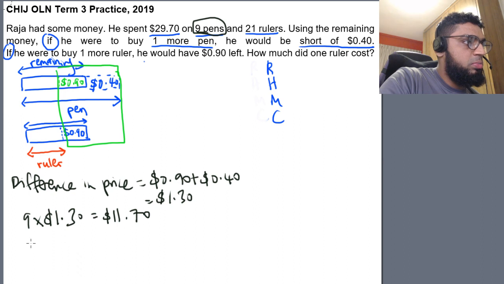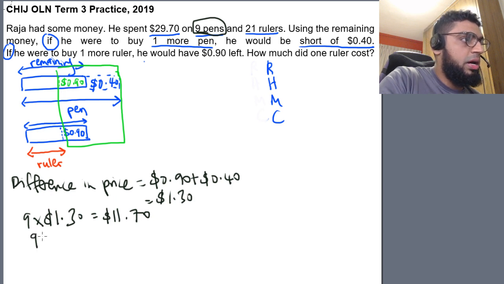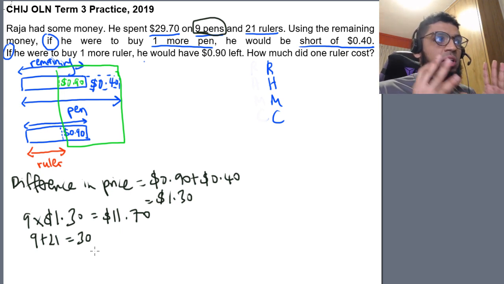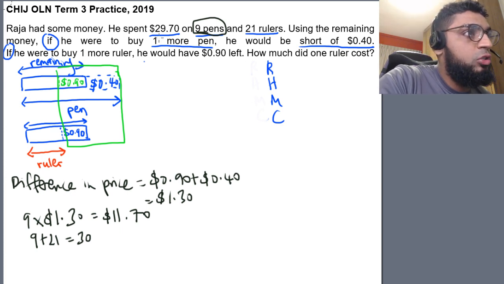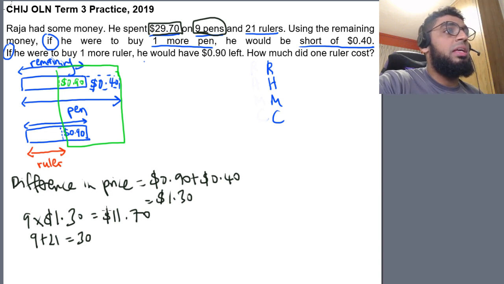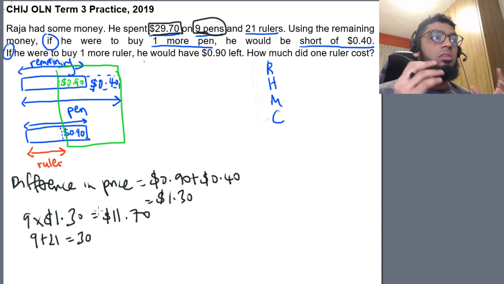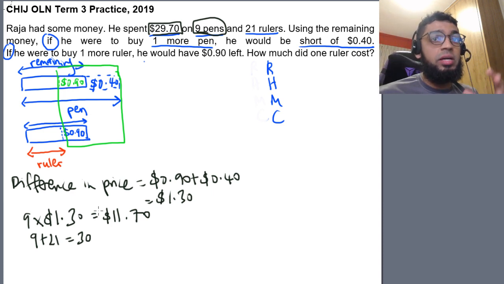So now what this means is that if I change the 9 pens into rulers, I will get a total of 9 plus 21 rulers, which is 30 rulers. But hey, the price of 30 rulers is most certainly lesser than $29.70. Now, how much lesser? $11.70 lesser. Why is that so? Because that is the difference in the price of 9 pens versus your 9 rulers.